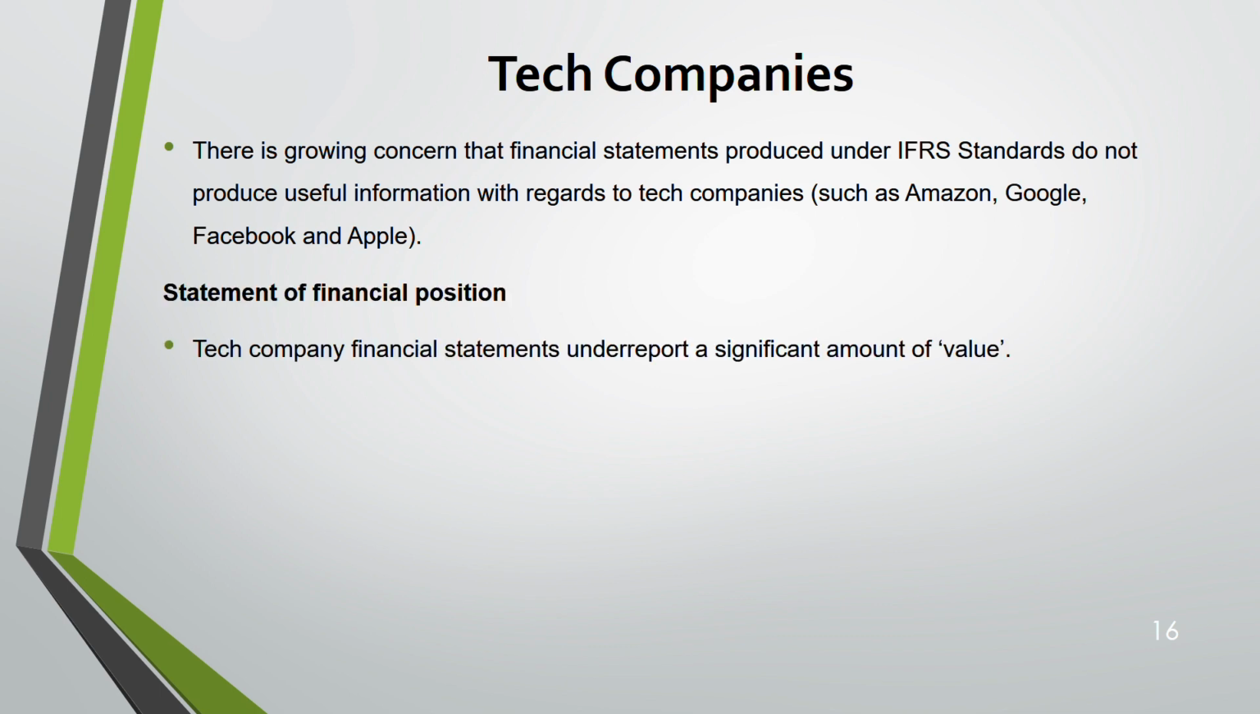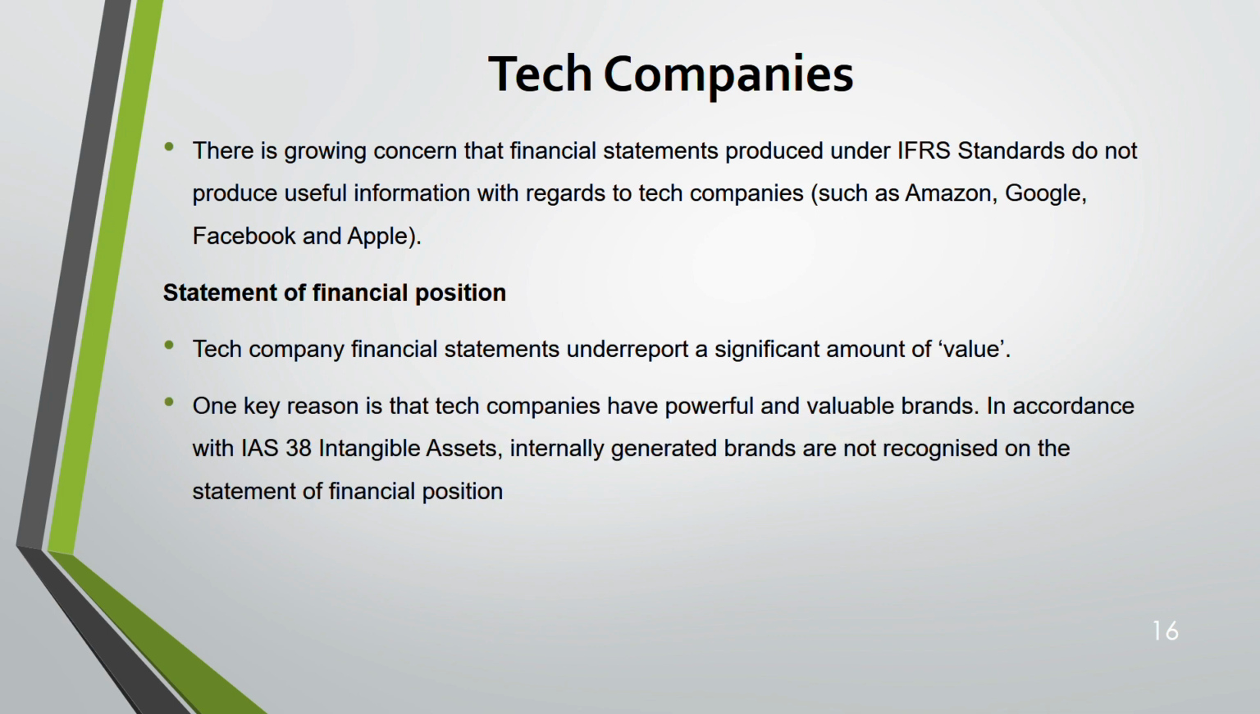Statement of financial position. In the statement of financial position, these tech companies often underreport a significant amount of value. See, all these tech companies' huge values are derived from their intangible assets. 85% of the value comes from their intangible assets, from their brand, from the intangible assets that they have internally generated. And we know that according to IAS 38, internally generated brands are not recognized in the statement of financial position. So because they are not recognized, the value given in the statement of financial position is very low. You can say underreported. So it's not their true value which is there in the statement of financial position. Financial statements are showing an even lower value, but their actual value will be higher.